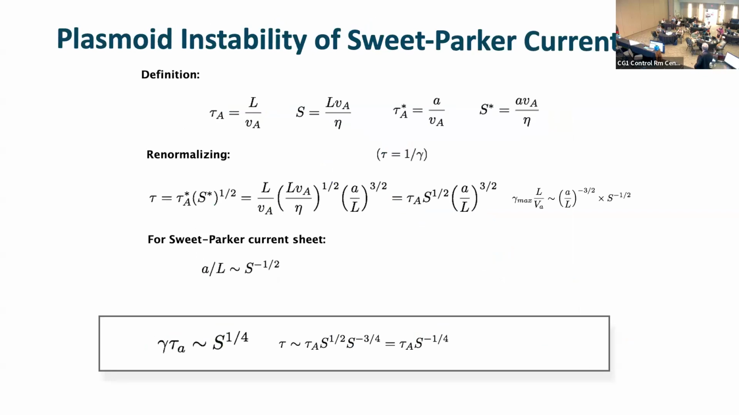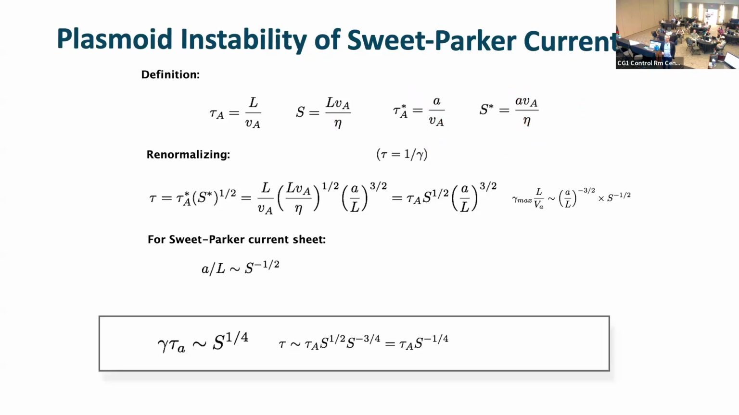So Biscamp had indeed observed the fact that the Sweet-Parker current sheet was breaking up because of this instability. How does that work? Well, let's take a look at the Sweet-Parker current sheet. In the Sweet-Parker current sheet, tau A is defined in terms of the length of the sheet, and S is defined in terms of the length of the sheet. In the tearing instability, tau A is determined by A, the thickness of the sheet, and the Lundquist number is determined by the thickness of the sheet.